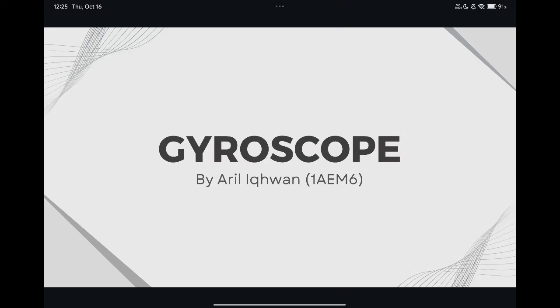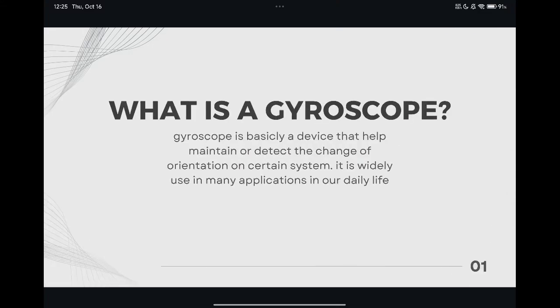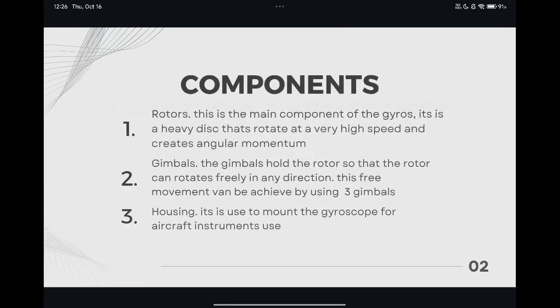Before we start, what is a gyroscope? Gyroscope, in simple term, is a device that is used to help maintain or detect the changes of orientation on a structure. Gyroscope is used in many branches in our daily life. Gyroscope consists of three main components. That is rotor, gimbals, and housing.